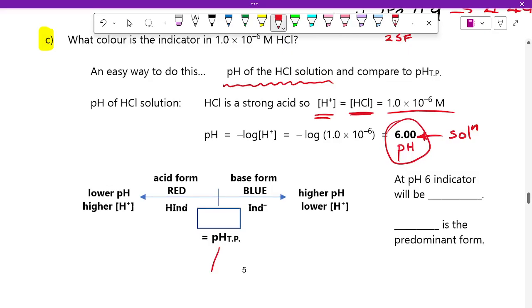What is the pH at the transition point? 4.49. That means that below pH 4.49, we have the acid form, which is red. And above 4.49, we have the base form of the indicator, which is blue. And if we have a pH of 6, well, 6 is over here somewhere, right? pH 6 is greater than 4.49.